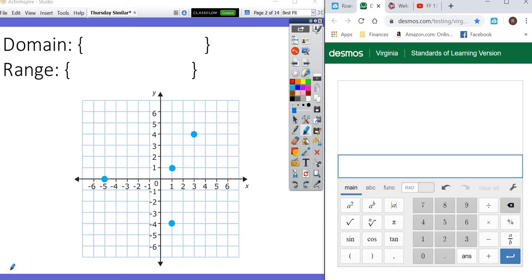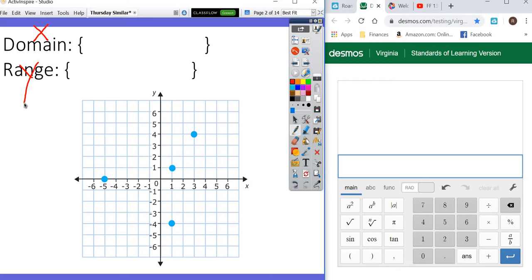All right, here's your next one. It is super important that we remember that domain. Anytime we ask about a domain, we are always talking about your x values. Domain is your x values. And when we talk about a range, we are talking about your y values.